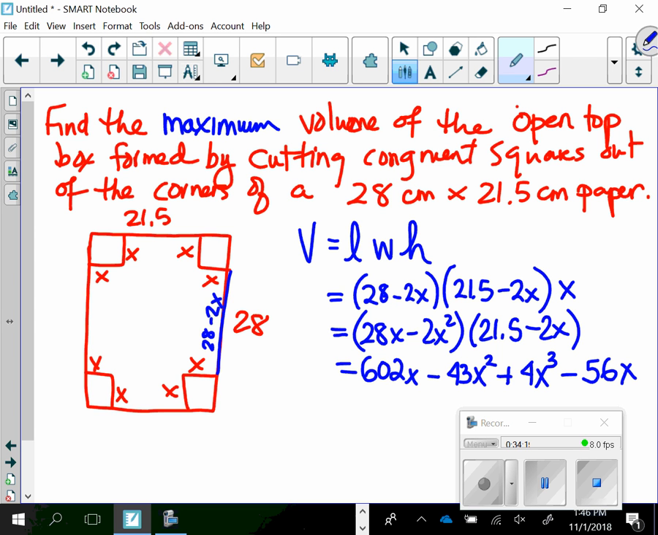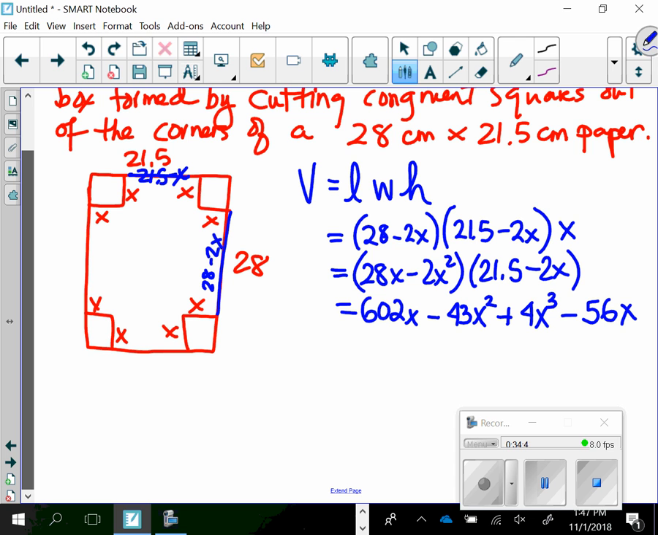All right, that's volume. There's one situation where we really don't have a secondary equation because we already figured everything out in terms of x. So it's already been merged; there's no merging of any primary and secondary. It's already done. So what's the next thing to do? Derivative. V prime is 602 minus 86x plus 12x squared minus 56.